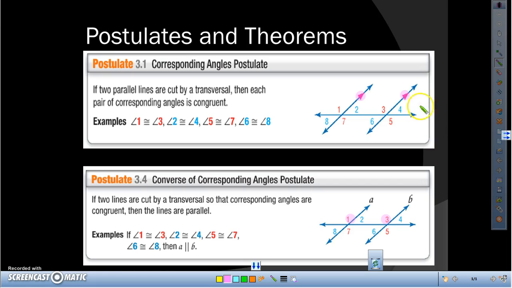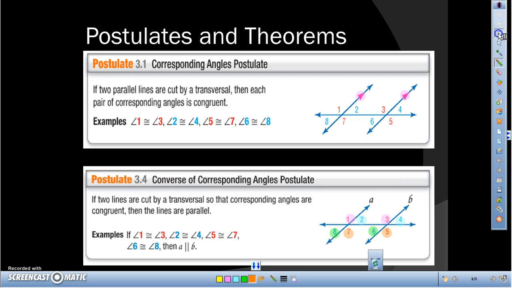So again, before, I'm starting with the given fact that the lines are parallel, and based on that, I have these relationships that exist. Now what I'm saying is, if I have two lines that are cut by a transversal, and I can say that these two angles are congruent, then I can say that the lines are parallel. Or if I can say that these two angles are congruent, then the lines are parallel. Or these, I can say that the lines are parallel. And that's the converse of the corresponding angles postulate.